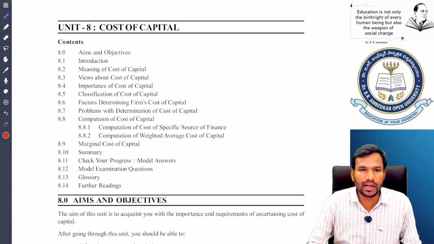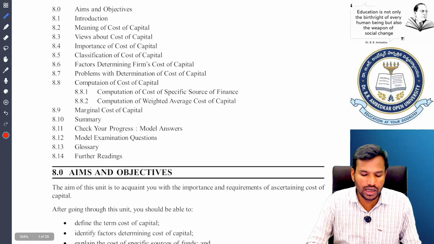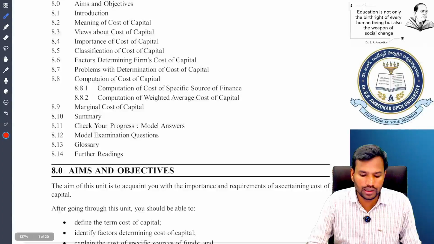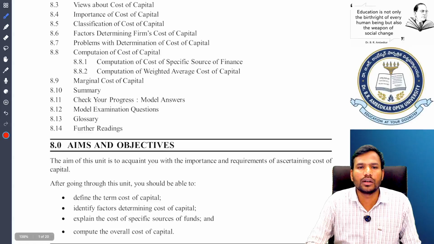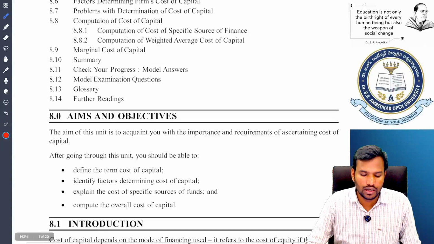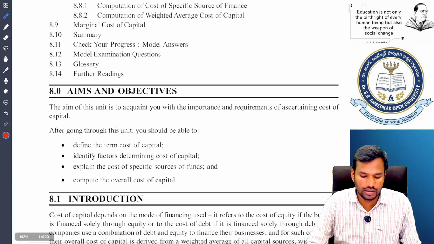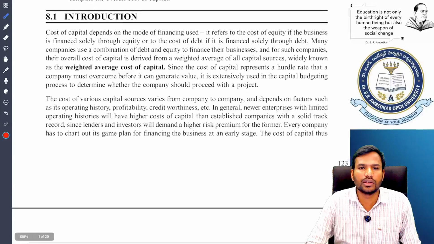Okay, unit number 8. Here in this unit we are going to learn the meaning, importance, and the factors that determine the cost of capital. Then problems with the determination of the cost of capital, weighted average cost of capital, and methods for evaluating the cost of capital.